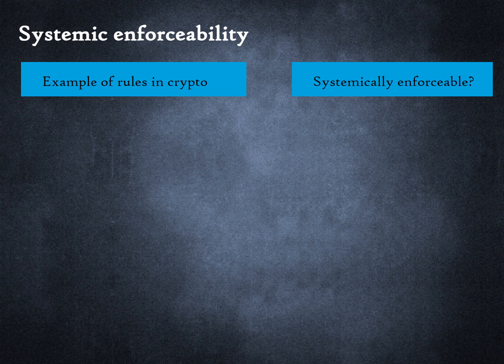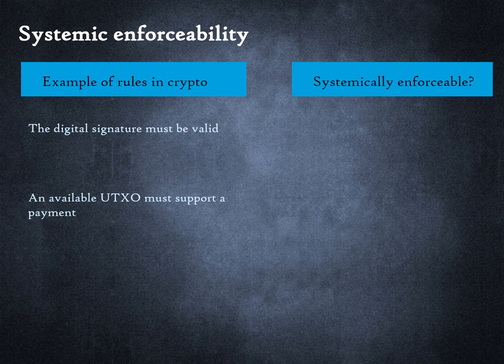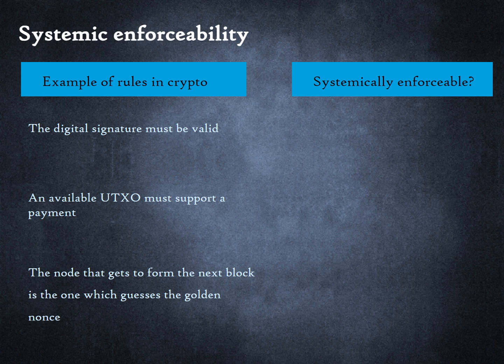Consider the following rules. The digital signature must be valid. An available UTXO must support a payment. The node that gets to form the next block is the one which guesses the golden nonce. These rules are all enforced by a software program. Node operators on the blockchain network install software that performs these validations. They are not authenticating transactions manually.